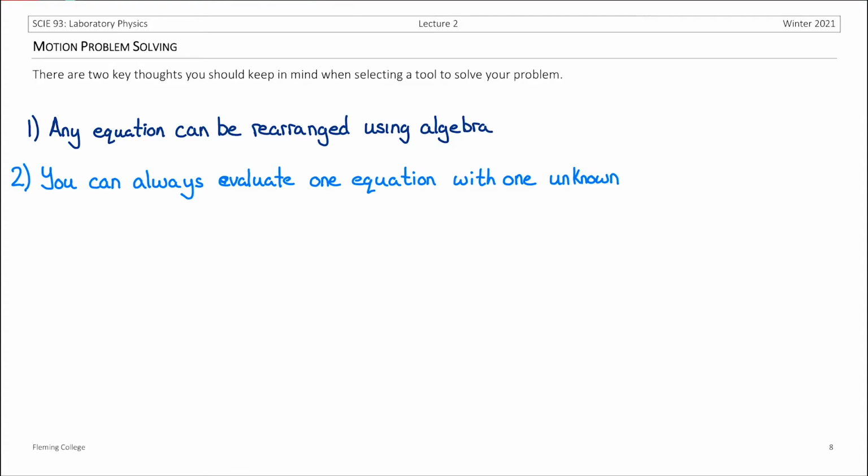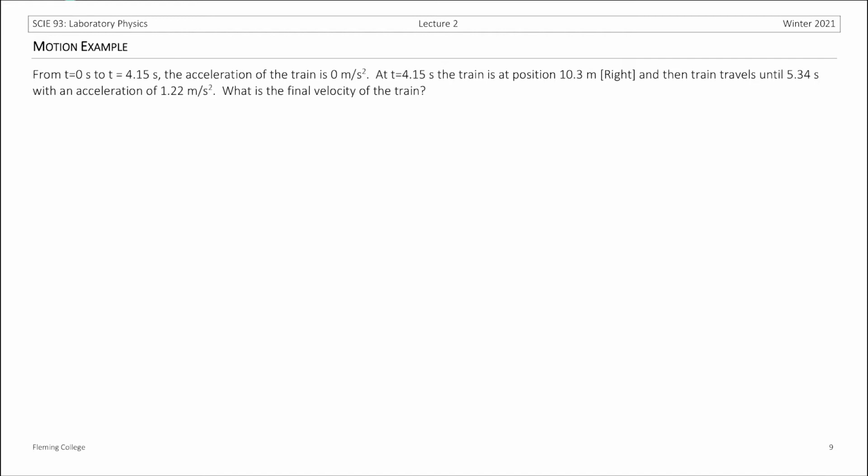And when you have an equation that has two unknowns, use both of these points in combination to rearrange one equation and substitute it into the other, giving you one equation with one unknown. Let's take some time to work through a few examples.